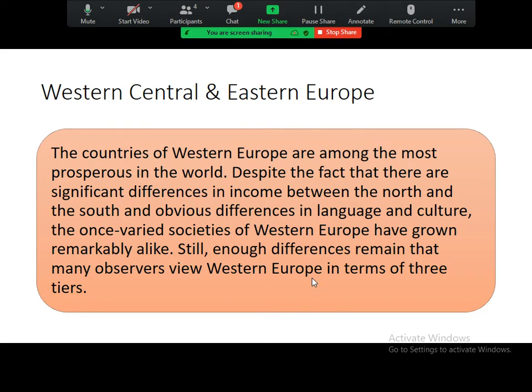Then we will talk about the European Union, that is EU. The countries of Western Europe are among the most prosperous in the world. Despite the fact that there are significant differences in income between the north and south, and obvious differences in languages and culture, the varied societies in Western Europe have grown remarkably alike. Still, enough differences remain for many observers to see Western Europe in terms of three tiers.